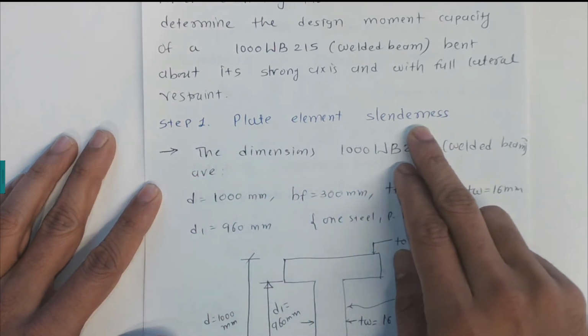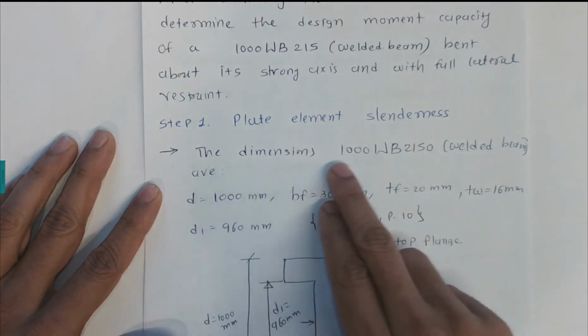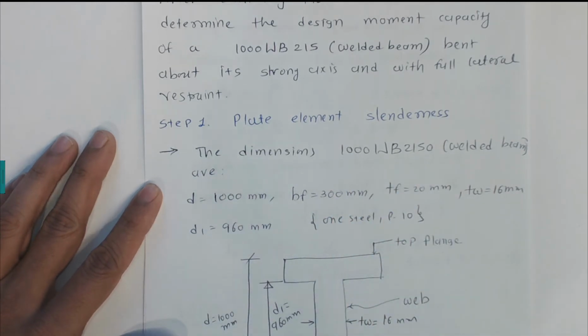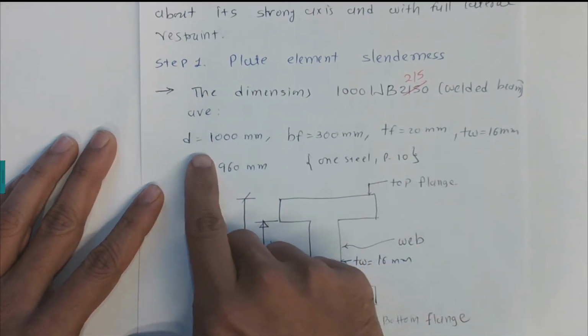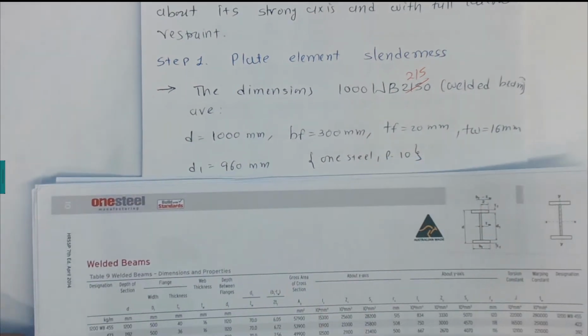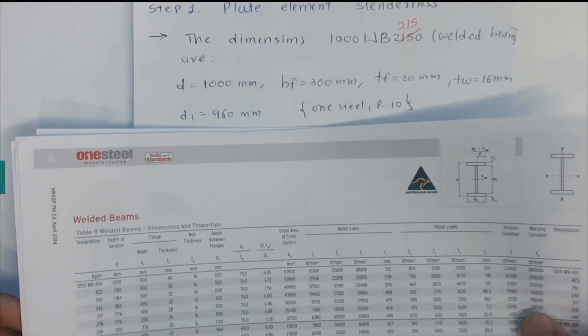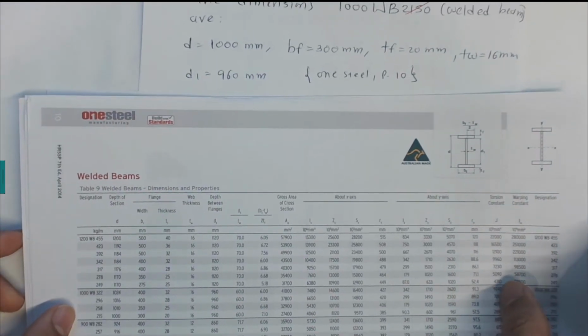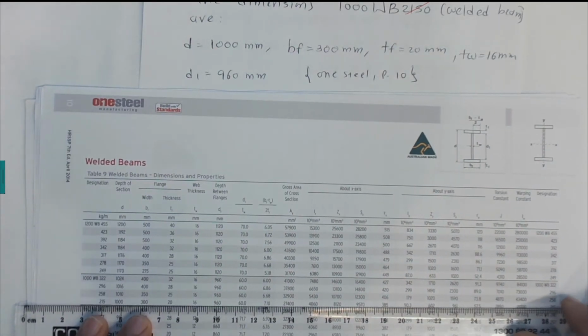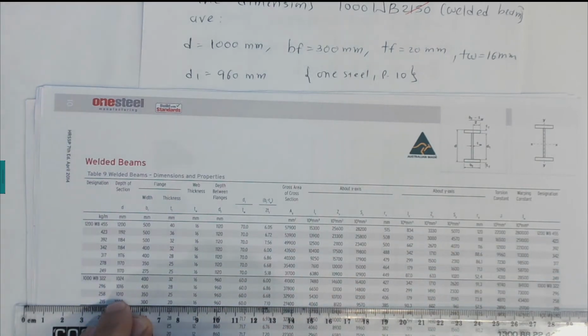We first find the plate element slenderness lambda e and the dimensions of the 1000 WB 215. So the dimensions of the 215 welded beam are given below. That information is extracted from the One Steel tables, as I'm going to show here. The values are given here, in the 1000 WB 215 on page number 10 of the One Steel tables.